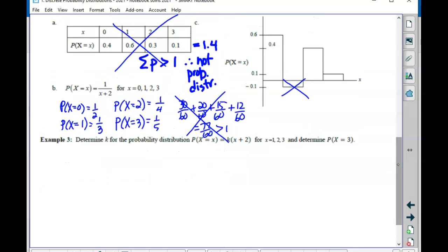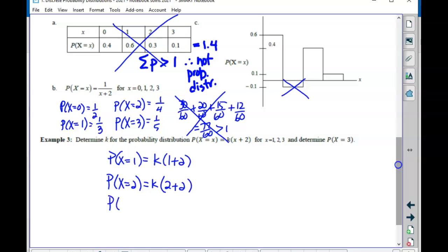All right, so the next one, determine k for this probability distribution. So that means we know the probabilities have to add up to 1. And then from there, determine the probability of x equals 3. So probability of x equals 1 will be k times 1 plus 2. Probability of x equals 2 is k times 2 plus 2. Probability of x equals 3 is k times 3 plus 2. And so these all have to add to 1.